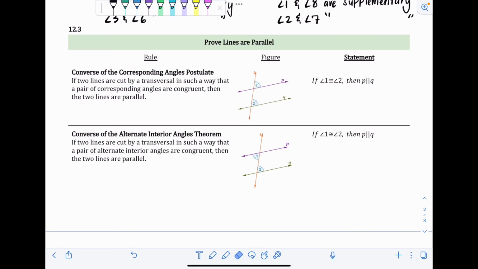So 12.3 is proving lines are parallel. I'm going to save the proof for the live session, but we do have some new rules to go through. All these rules are converses, so you can see converse, converse. That means it's the reverse of the original postulate or theorem that we learned about. And we've done a discussion post on this in the past where a lot of times the converse doesn't really make sense when you switch around the order. In these cases, it does, and it helps us prove certain things. So these could be justifications or reasons that you use in future proofs.